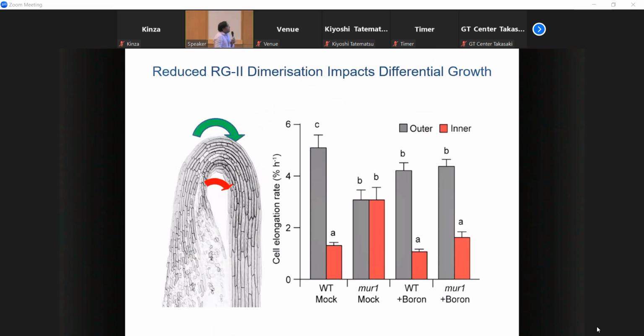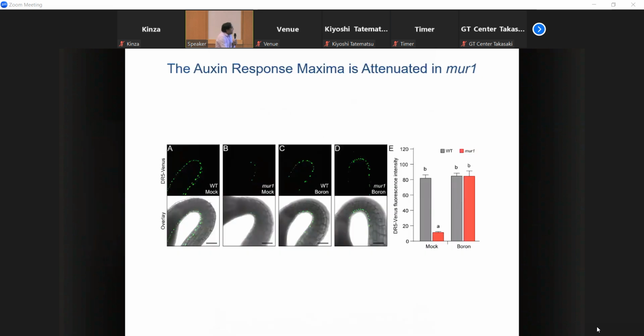So how did boron rescue this defect? It is the question. As I have shown earlier, the auxin response maximum is necessary, so we checked DR5, and we found that the DR5 signal intensity is reduced in MUR1, as you can see here, significantly reduced.